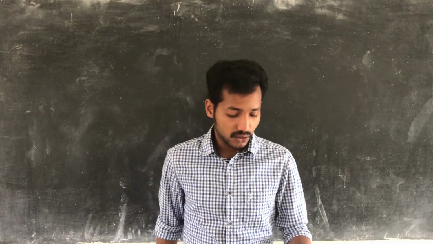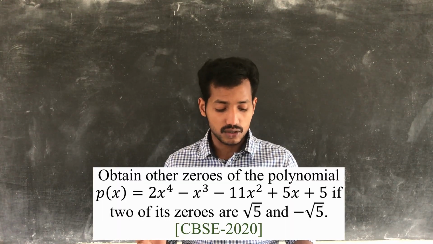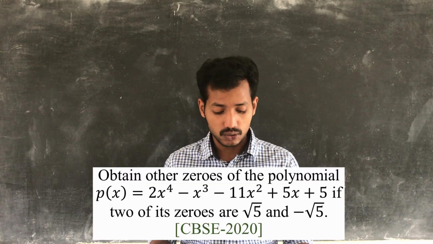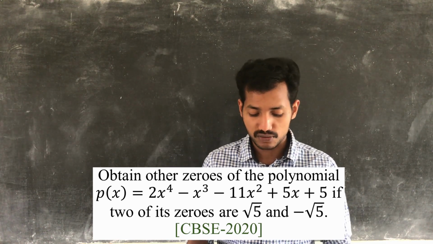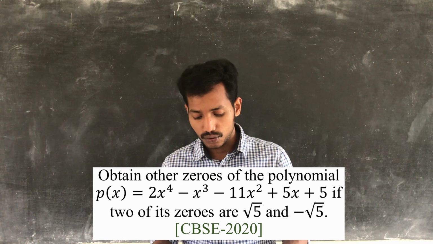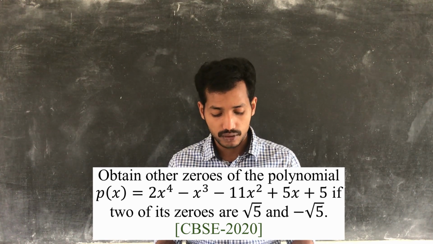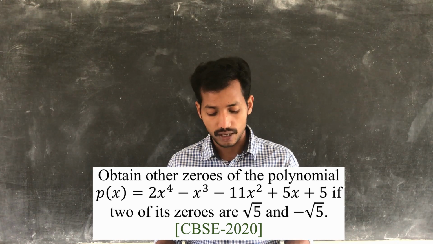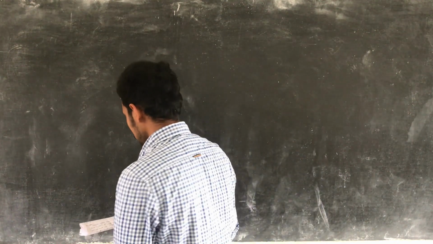Let's solve a previous year question. CBSE 2020. Obtain the other zeros of the polynomial p of x equal to 2x raised to 4 minus x cube minus 11x square plus 5x plus 5, if two of its zeros are root of 5 and minus root of 5. Two zeros are given. We have to find the other two zeros.